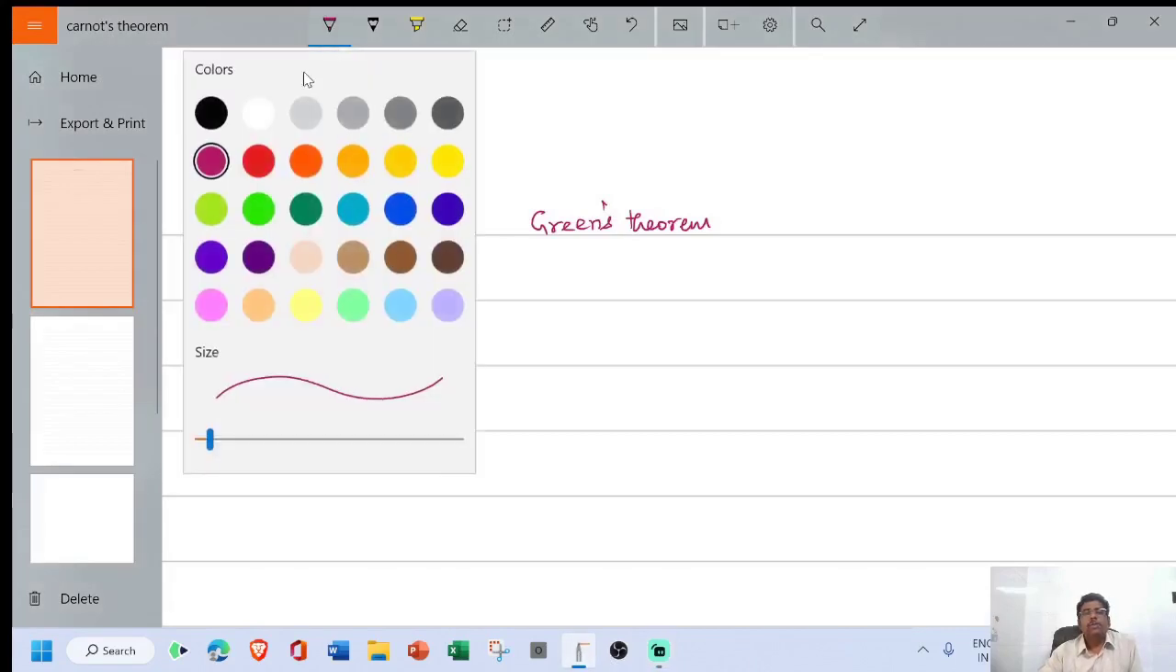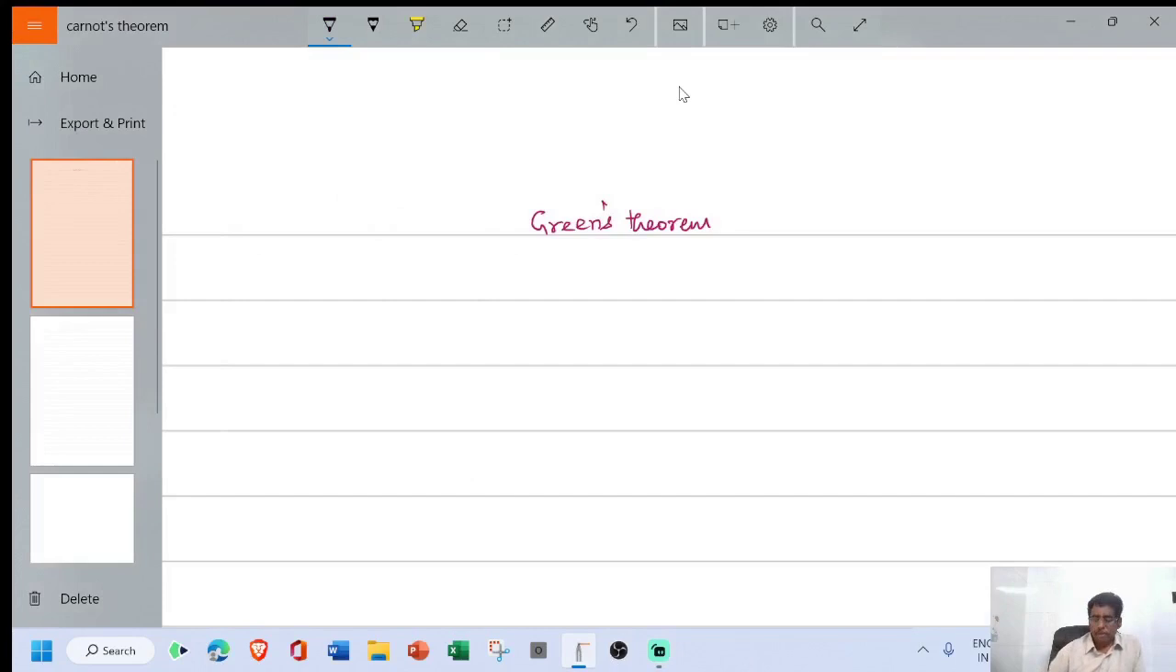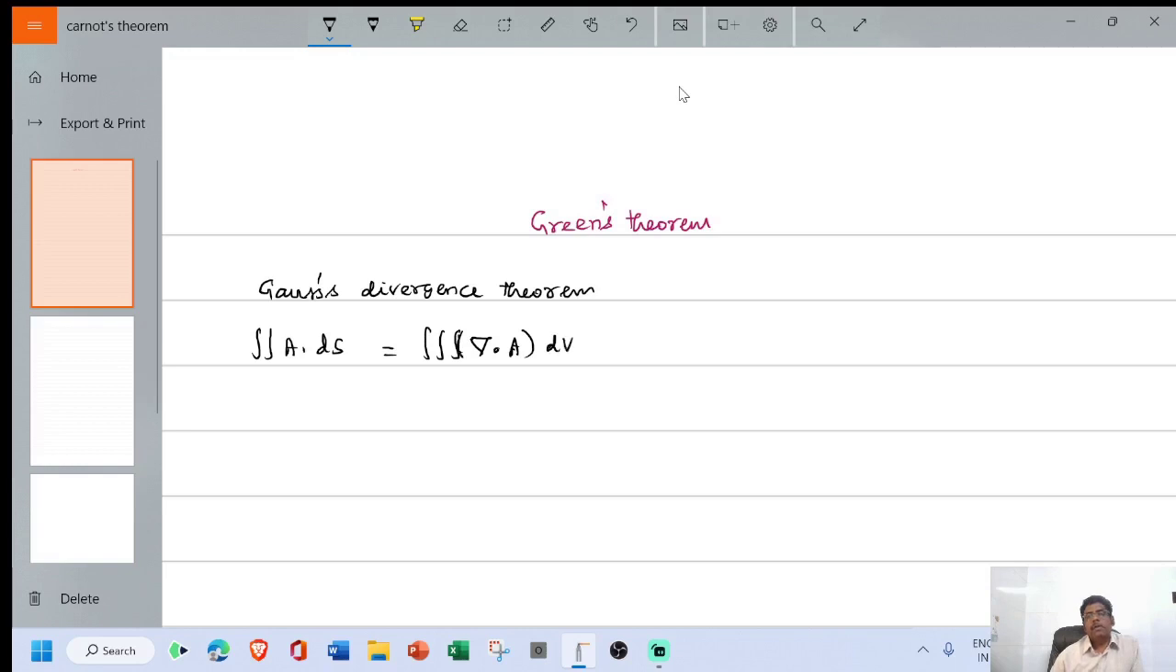In this presentation, we will talk about Green's theorem. Green's theorem is derived from the Gauss divergence theorem, that is, the surface integral of A dot dS is equal to the volume integral of div A dV. It is a transformation from a surface integral to a volume integral. This is equation number 1.